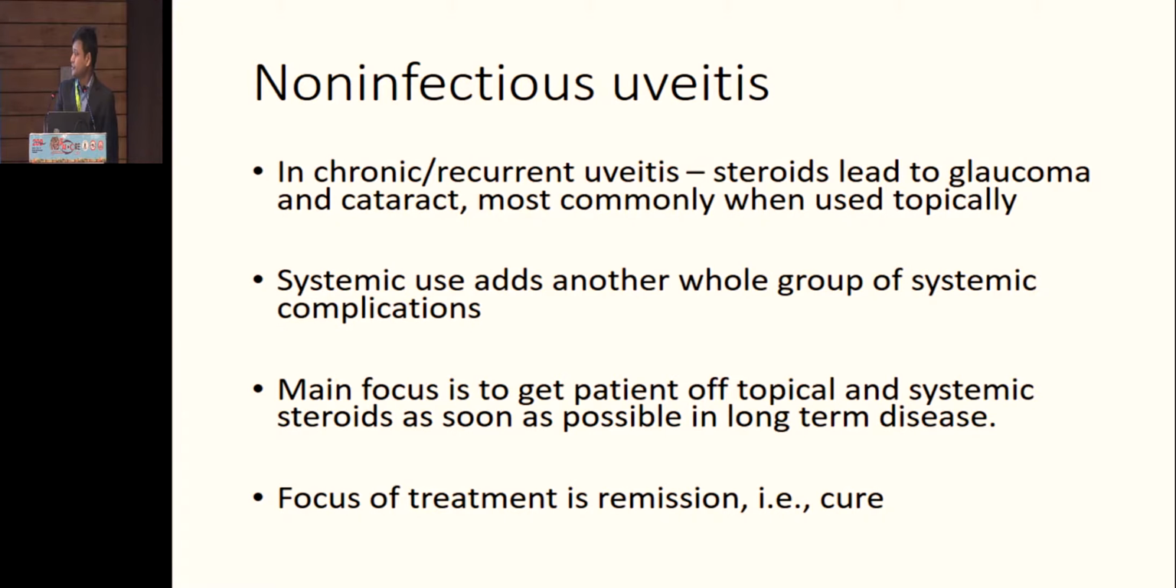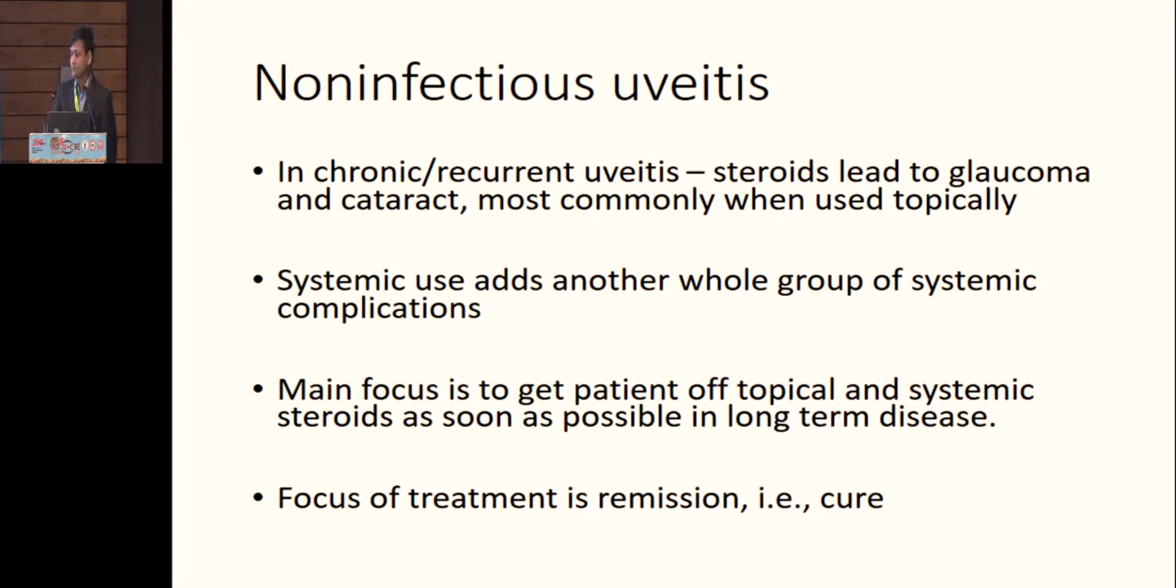However, in chronic recurrent uveitis, we all know that steroids can cause glaucoma and cataract, and systemic use adds another whole lot of complications, including but not limited to weight gain, mental depression, mood changes, and a whole lot more. So nowadays, the main focus is to get the patients off the topical and systemic steroids as fast as possible in chronic diseases, for example, in uveitis that lasts more than 3 months.